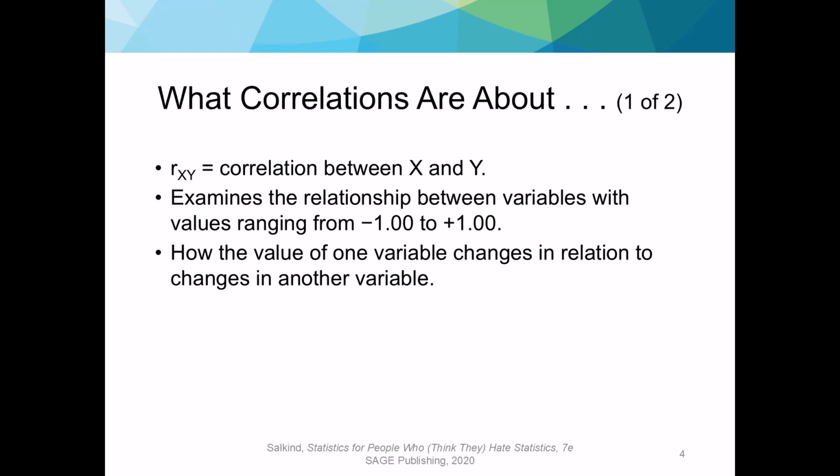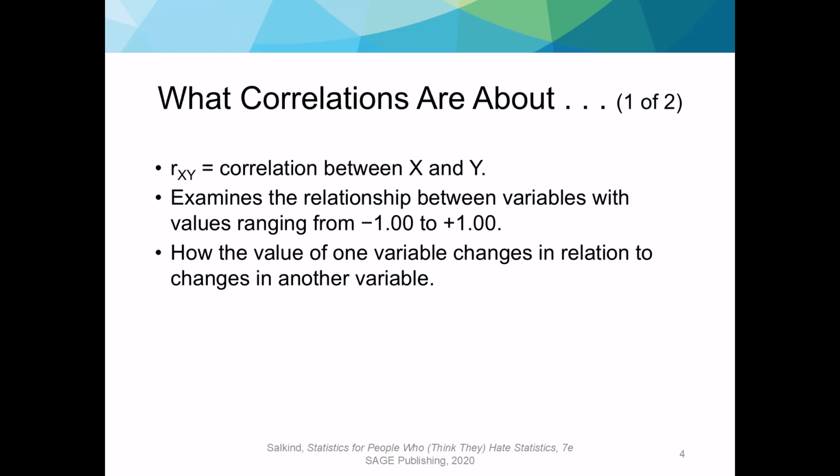So what are correlations? A correlation examines the relationship between variables. It's represented by the letter R with a subscript xy, and its value can range from negative 1.00 to positive 1.00. Essentially, a correlation tells us how the value of one variable changes in relation to changes in another.